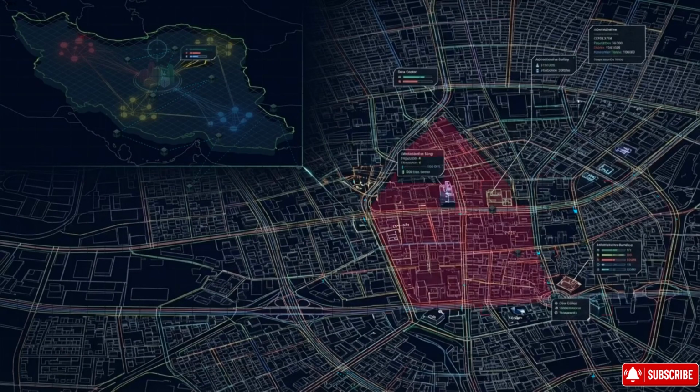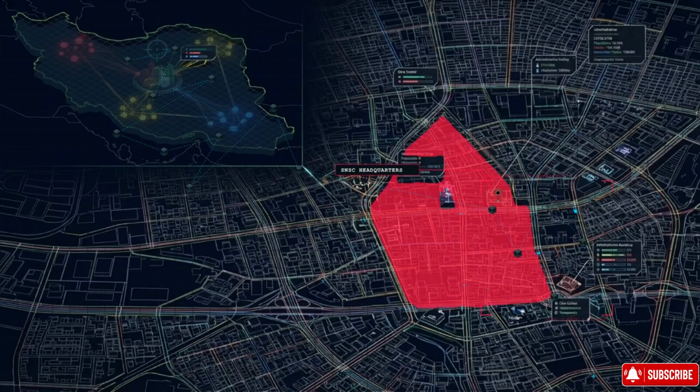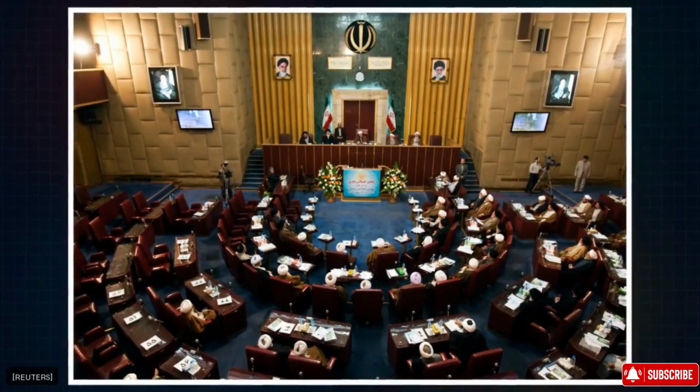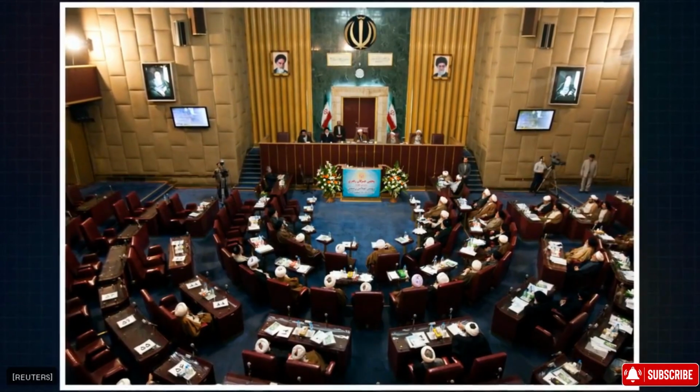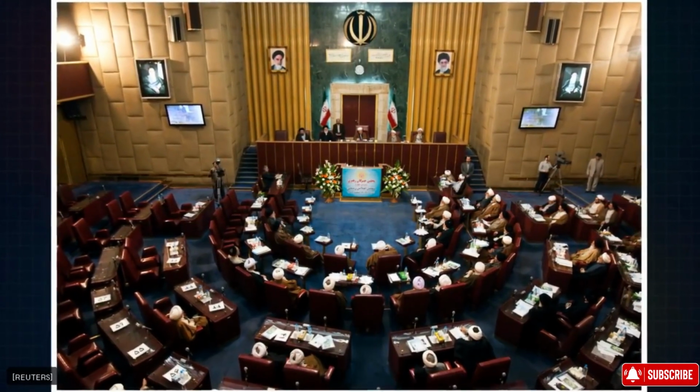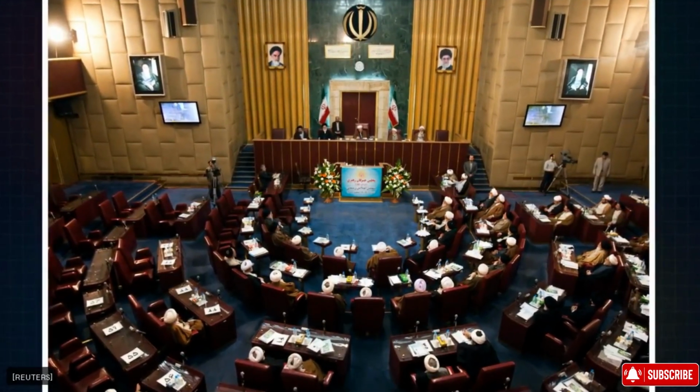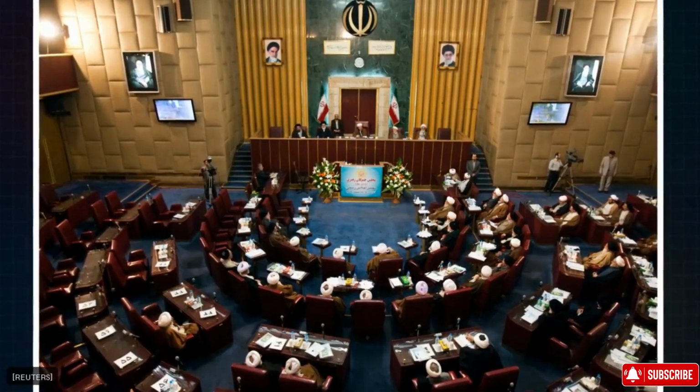Step 1. Establish the baseline. Drop your first set of red pins to plot the initial targets from February 28th to March 3rd, focusing on central Tehran. Plot the highest value targets first, the Supreme National Security Council, followed immediately by the Khamenei Leadership Compound. Next, map the Assembly of Experts. This is the 88-member clerical body entirely responsible for appointing the supreme leader and managing the regime's succession planning.